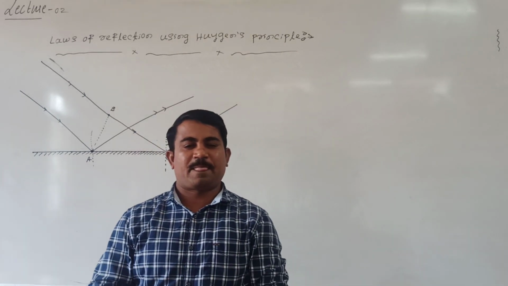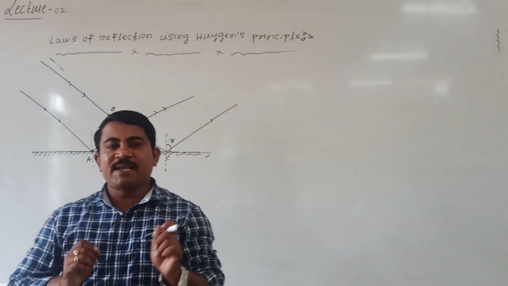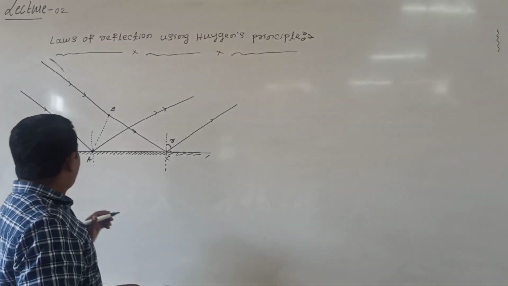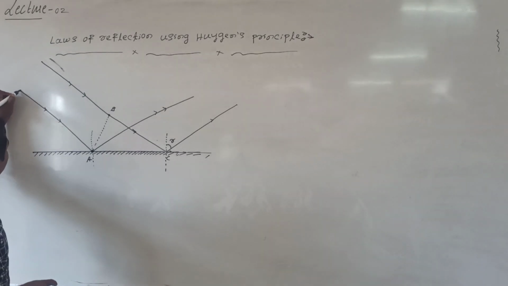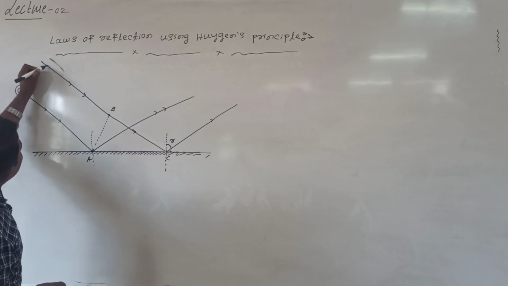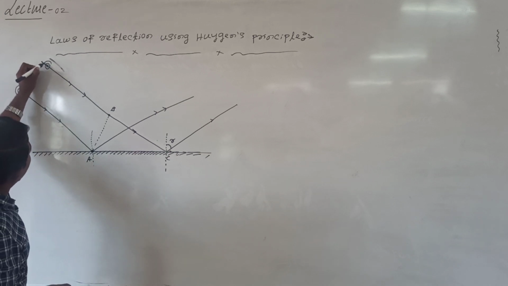Are you following this? Now look at me. If the rays are coming, how will the wavefront come? We know that if we draw at this point, then this becomes what? Wavefront. This is the wavefront. Or at this point, if we draw like this, then what are we calling this? These are called the wavefront.